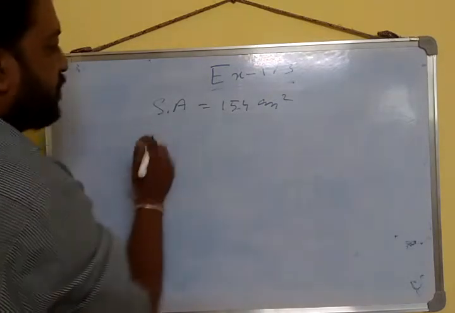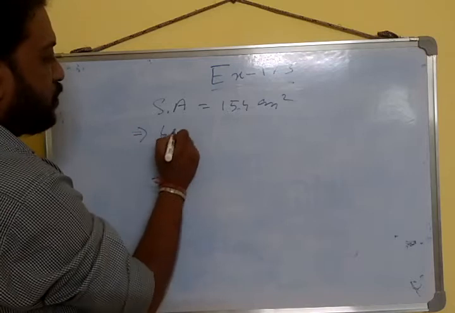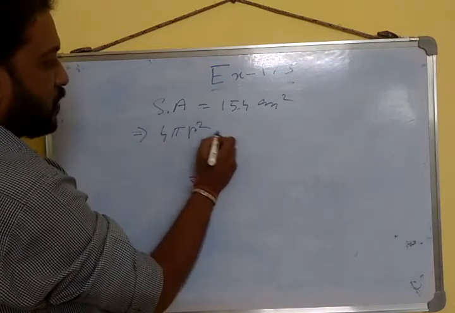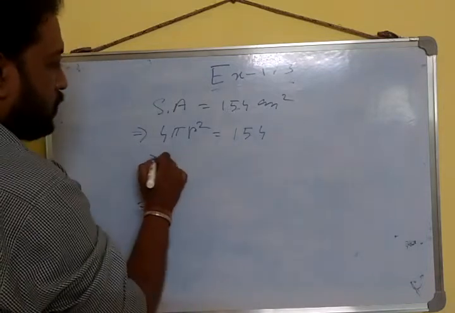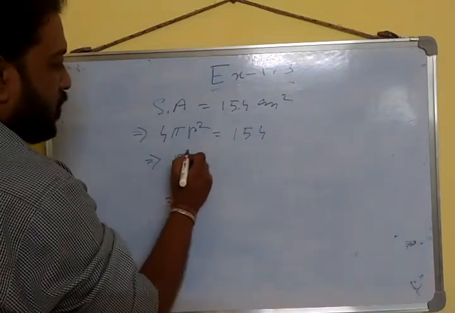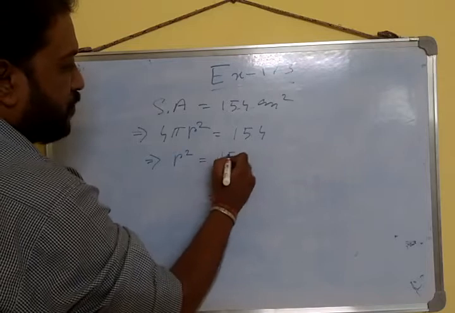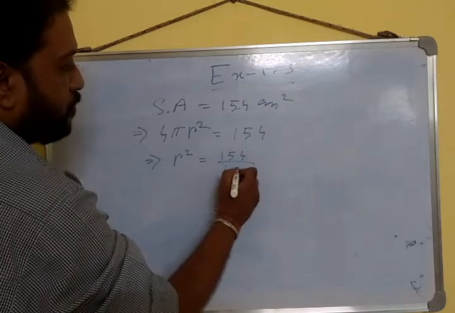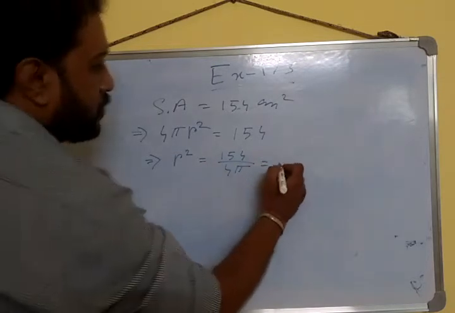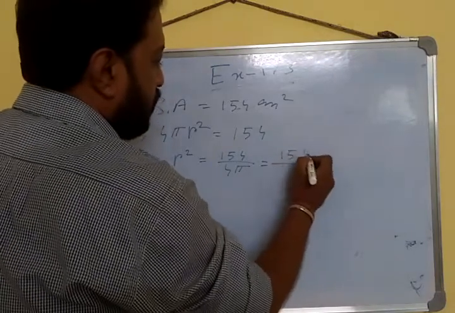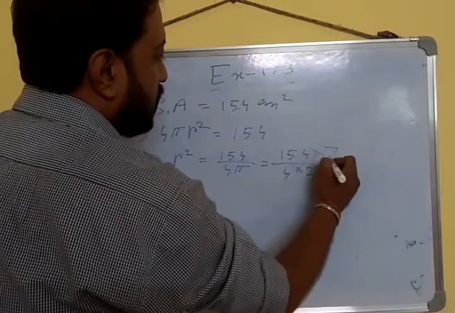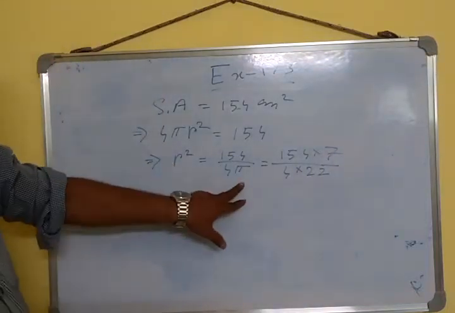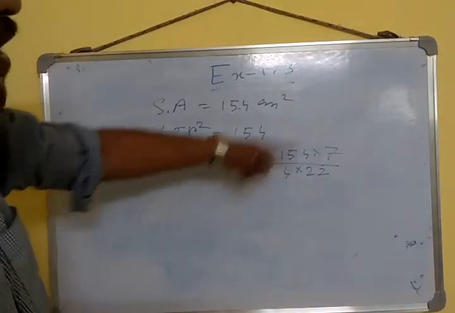So surface area is given like this. Surface area means 4 pi r square, which is 154. So r square is equal to 154 by 4 pi, or 154 by 4 into 22 by 7. Pi means 22 by 7, so 7 will go upward.